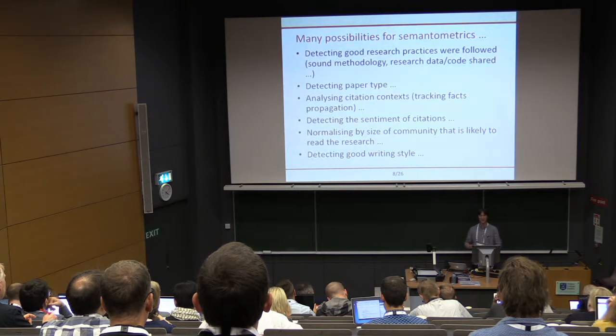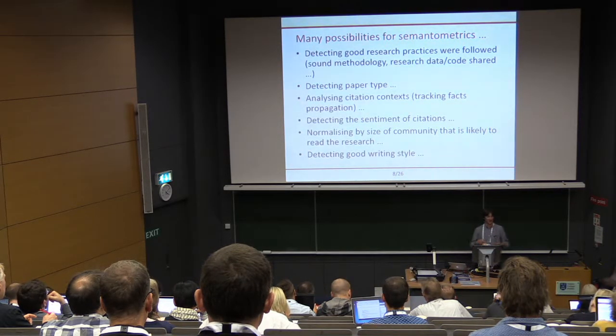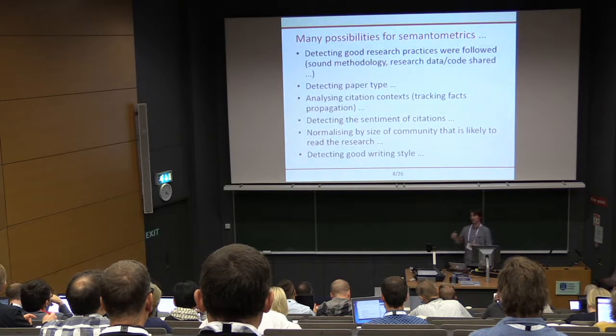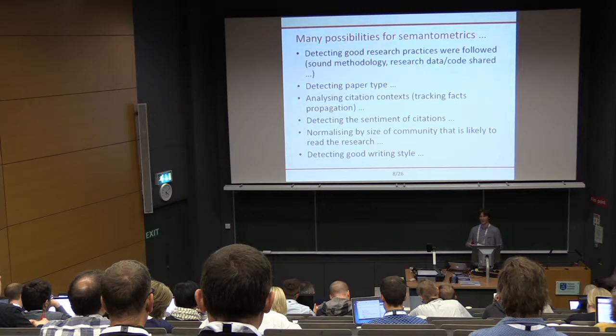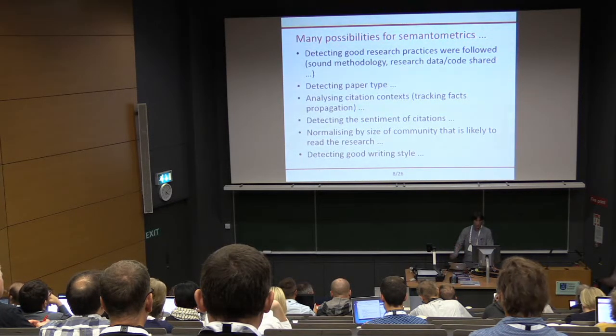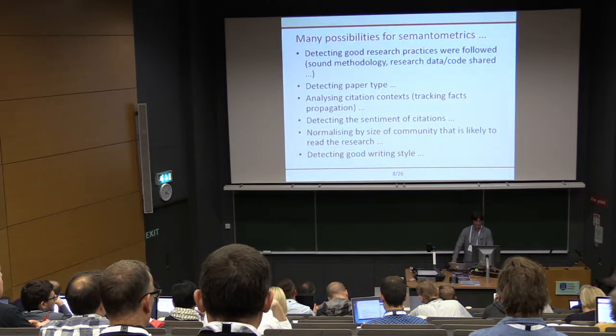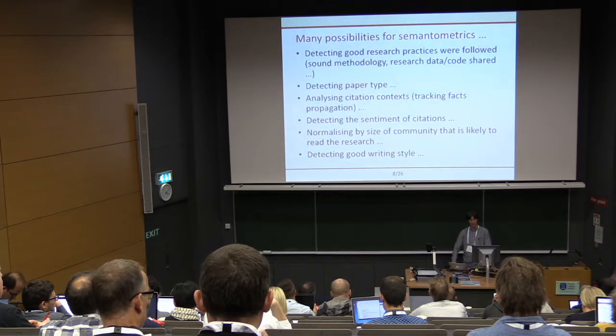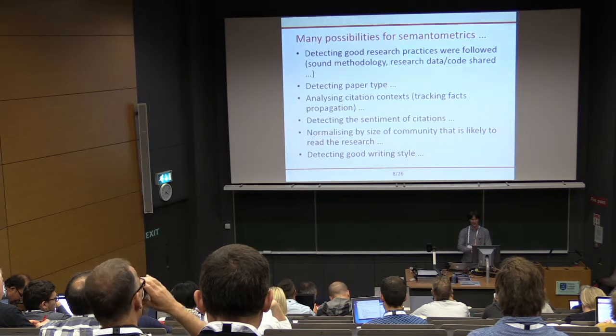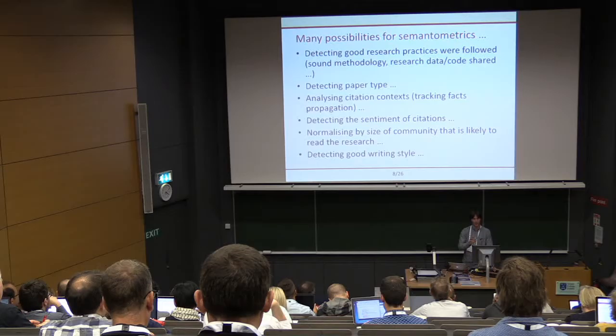You can detect the sentiment of citations. For example, if someone is criticizing some content, then this probably shouldn't be counted in the same way as if someone is praising it. Obviously, even bibliometricians say that normalizing by the size of the community is important, and detecting good writing style might also be important. Many of these things are something we can already do at the moment with text and data mining methods.